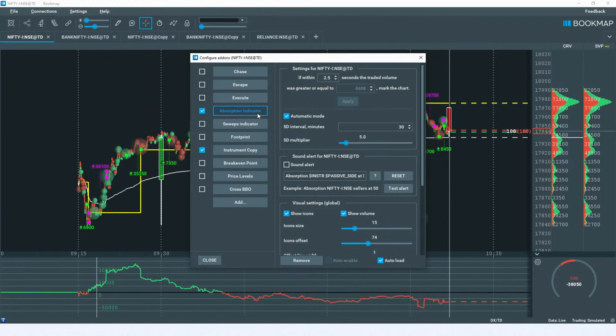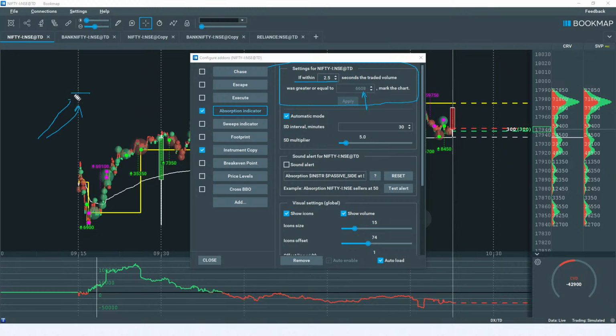If you go to the absorption indicator, this is the condition. It says if within 2.5 seconds, that's the default setting, I haven't changed anything over here, if within 2.5 seconds 6,608 quantities are executed, then it will identify that particular price or transaction as an absorption. What it means, for example, let's say the market is moving in the upward direction. Immediately someone is placing, in this case at 6,600, assume it's a 5k quantity of market buy orders.